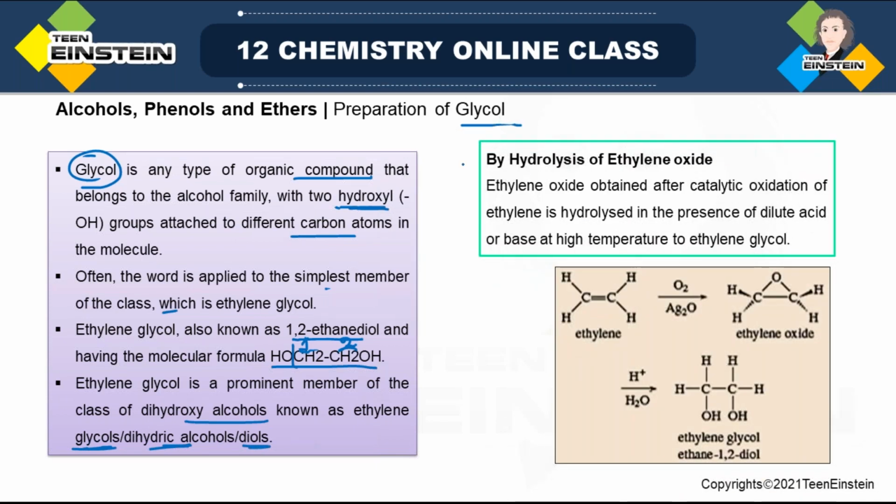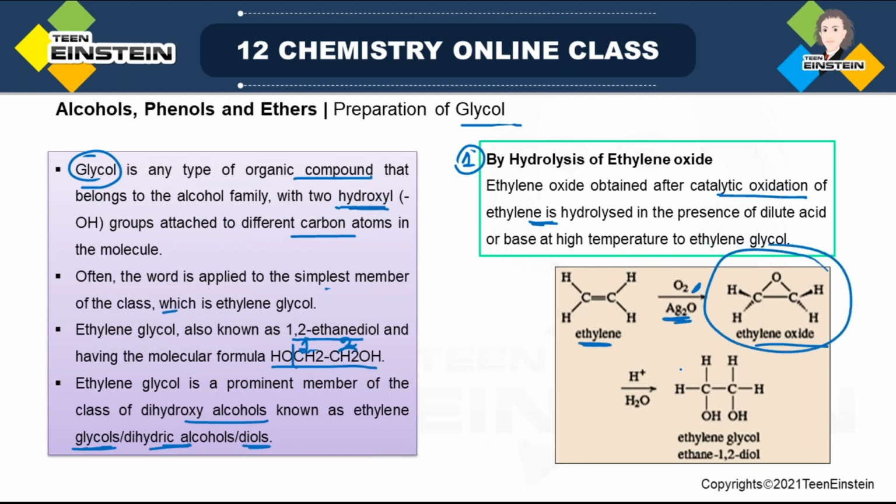How can you make it? There is not just one method, several methods are there. The first method's starting material is ethylene oxide. Now ethylene oxide is not very stable, so normally you have to make it starting from ethylene in the presence of the oxidizing agent O2 and Ag2O. Here it is the catalyst. Ethylene oxide is obtained after catalytic oxidation of ethylene. So this is the method by which you can make ethylene oxide.